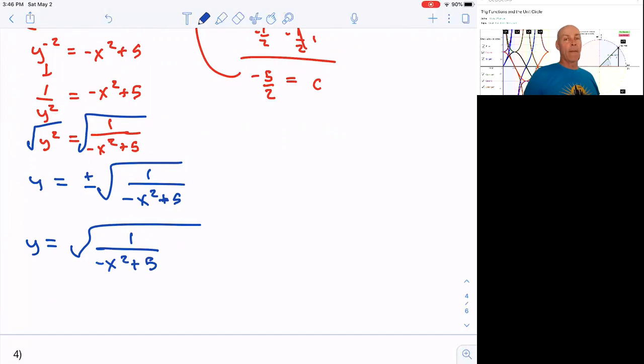Okay, that was a little tricky. I gave you a little bit of a challenge on that one. I hope you could handle it getting past the separation of variables.